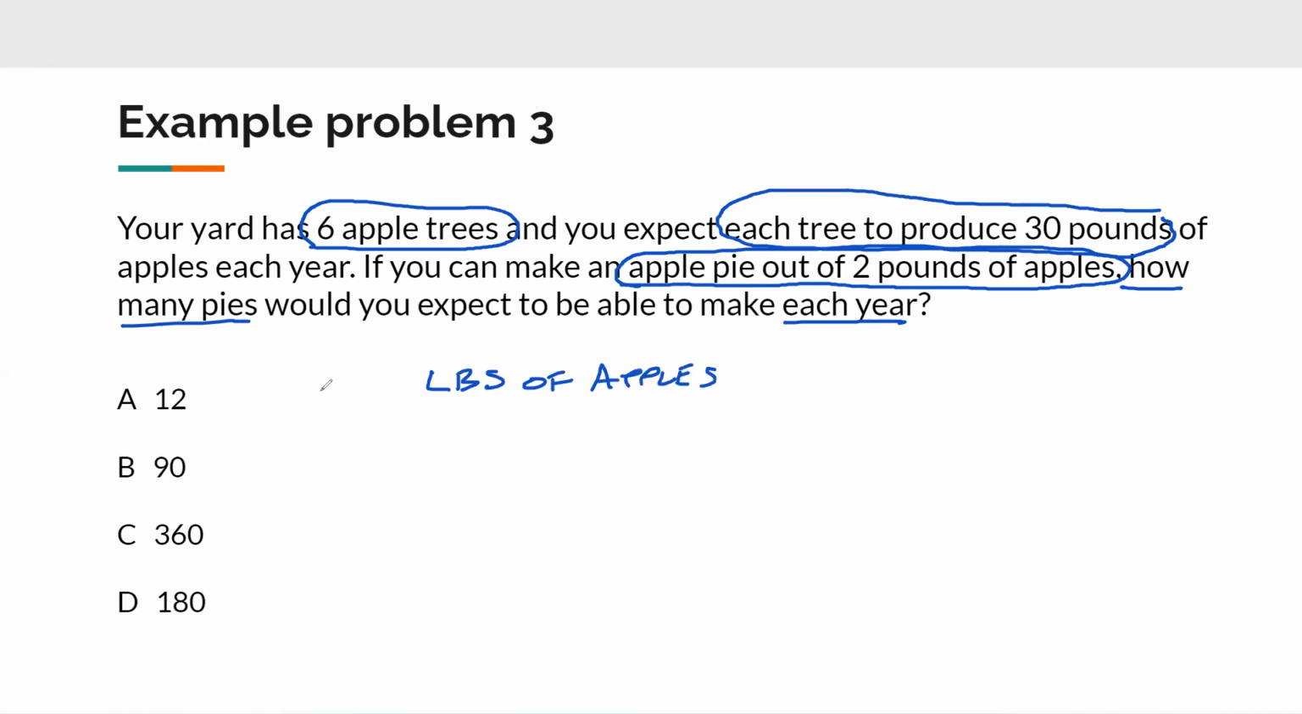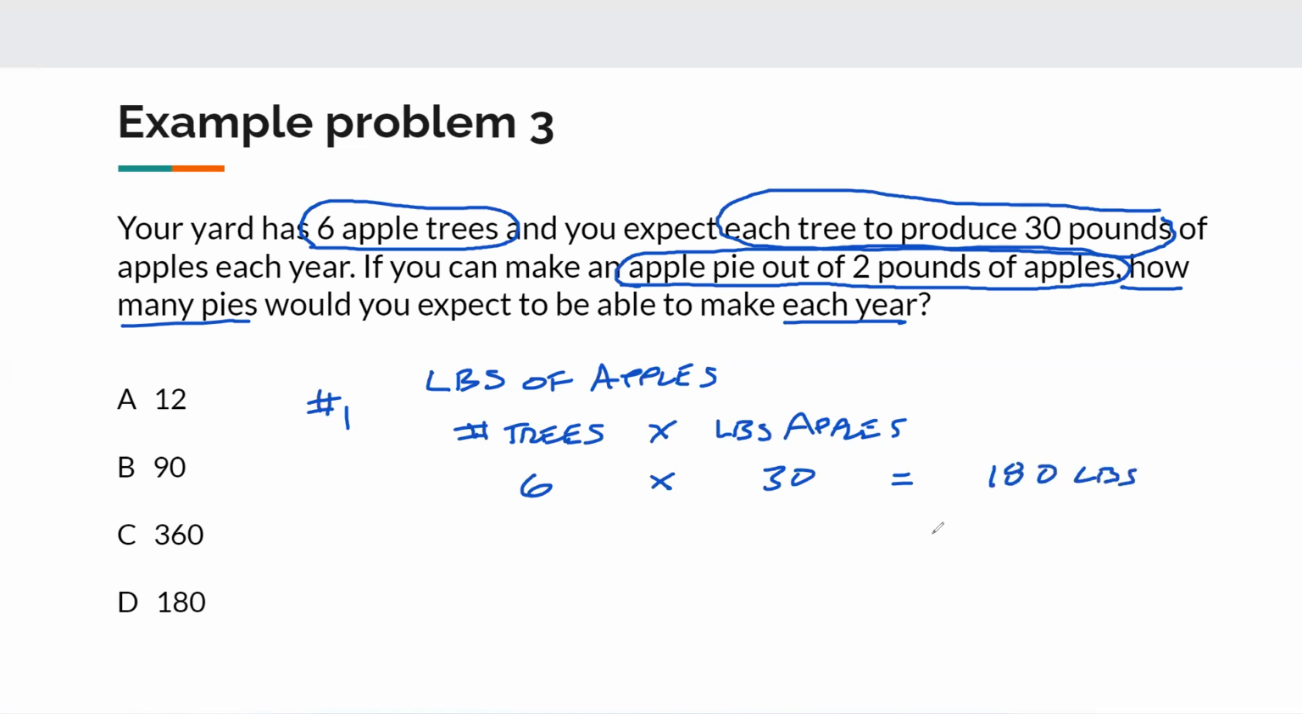Let's call that step number 1. I can find that out by multiplying the number of trees by the pounds of apples that each tree will make. That is 6 trees times 30 pounds. 6 times 30 is 180 pounds of apples that I expect to collect from my trees.